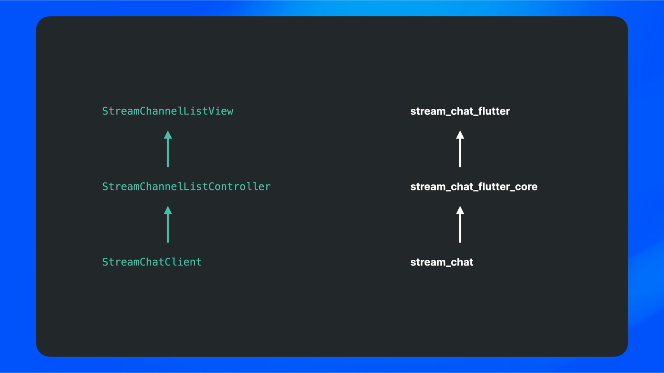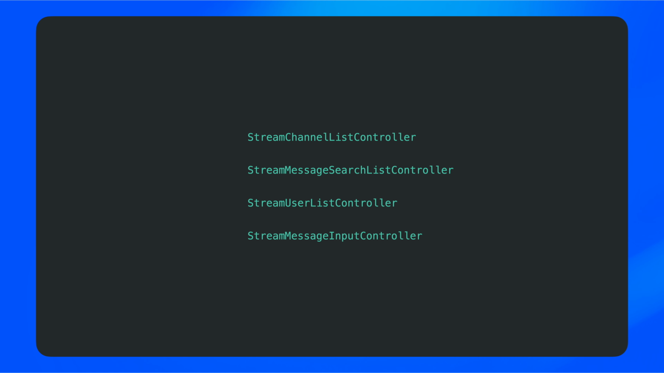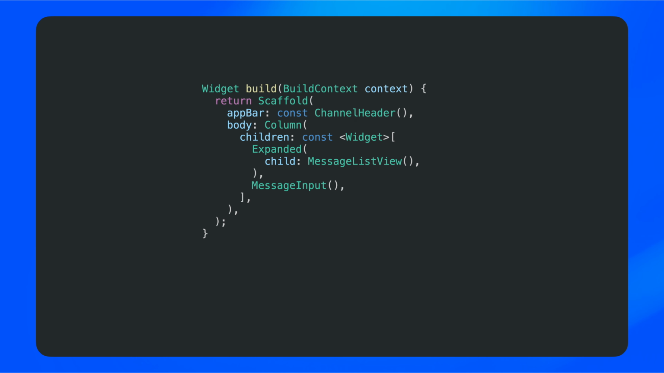Version 4 introduces these controllers as well. They functionally behave in the same way as what we have just discussed, except for the StreamMessageInputController. Let's quickly explore that controller. Before version 4, the code to display the messages in a channel looked like this. And for version 4, there are very minor changes. As you can see, everything is now marked with a stream prefix.